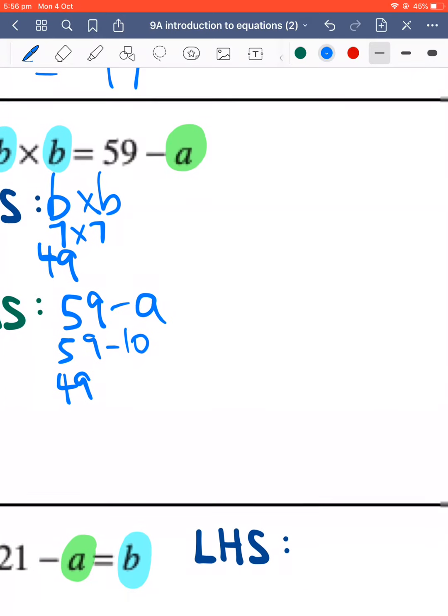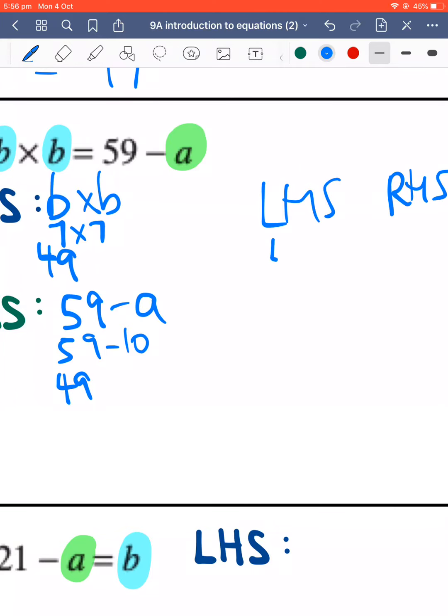Oh, we're looking good. So left-hand side compared to our right-hand side. Left-hand side is 49. Right-hand side is 49. Those two are equal. Therefore, it is true.